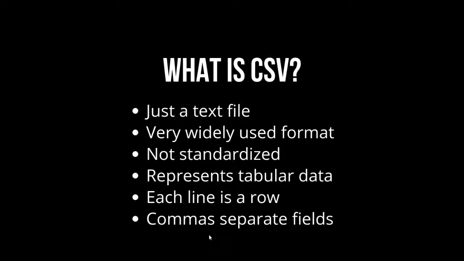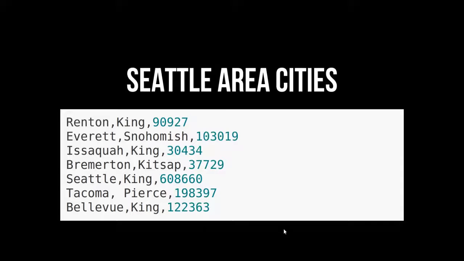So what is a CSV? Well, it's just a text file. It's widely used, not really standardized, and represents tabular data. Each line is a row and commas separate the fields. We've got an example here. We have some Seattle area cities, and what we have is the name of the city, the county it's in, and then the population. So you can see here, Renton, that's King, and the population.